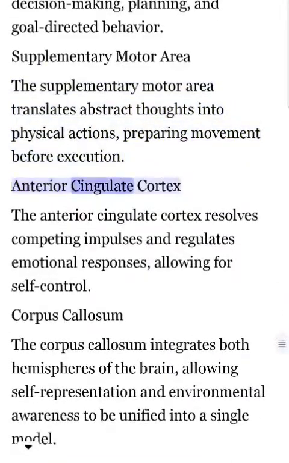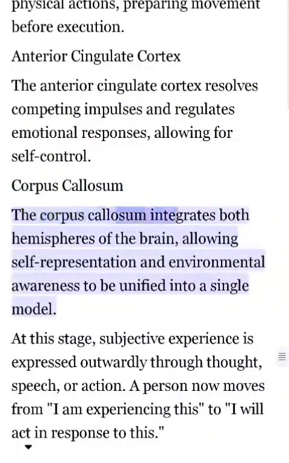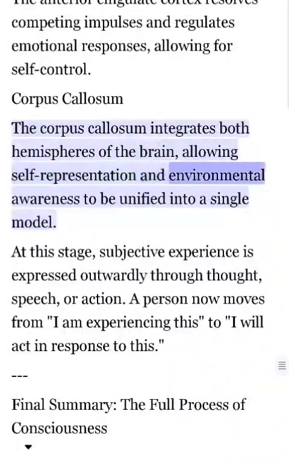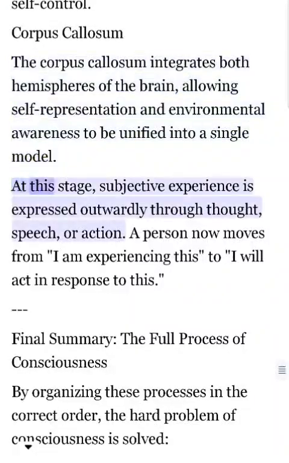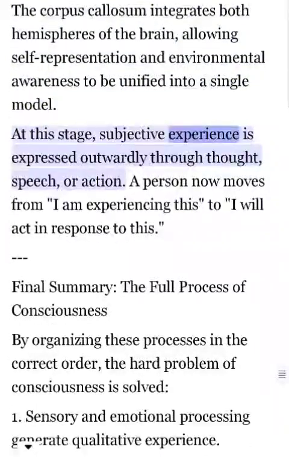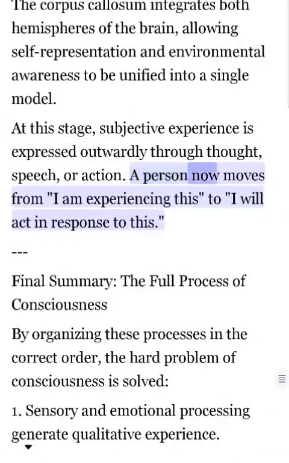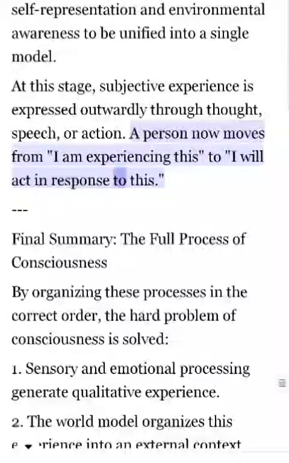Anterior cingulate cortex. The anterior cingulate cortex resolves competing impulses and regulates emotional responses, allowing for self-control. Corpus callosum. The corpus callosum integrates both hemispheres of the brain, allowing self-representation and environmental awareness to be unified into a single model. At this stage, subjective experience is expressed outwardly through thought, speech, or action. A person now moves from, I am experiencing this, to, I will act in response to this.